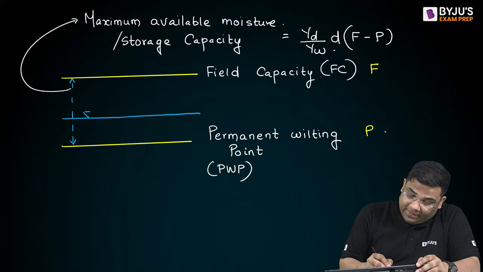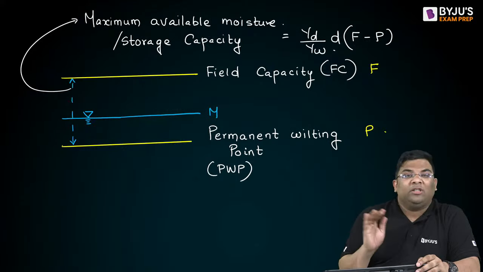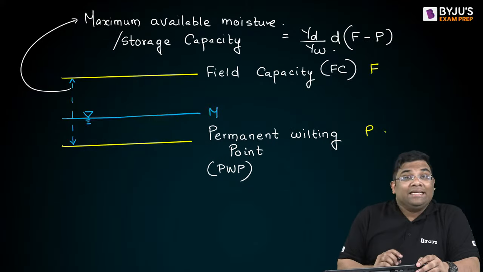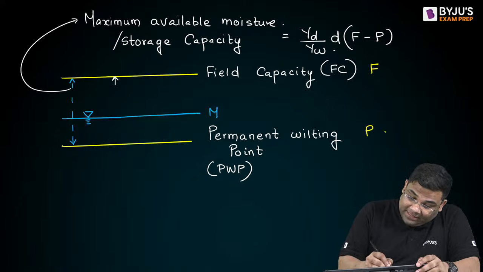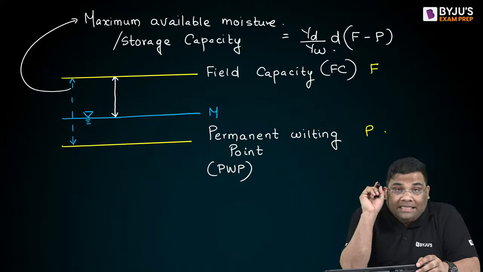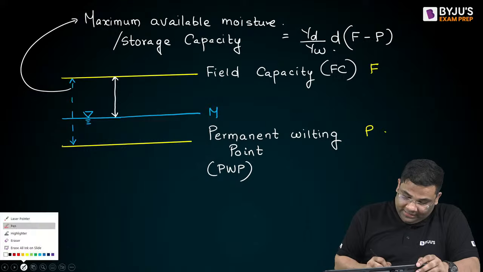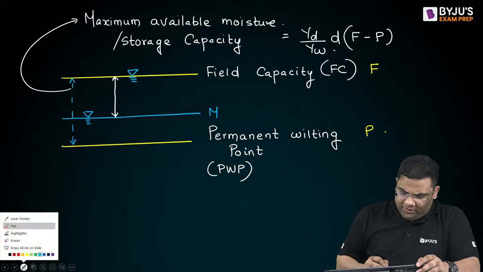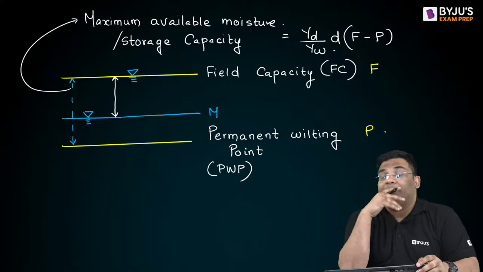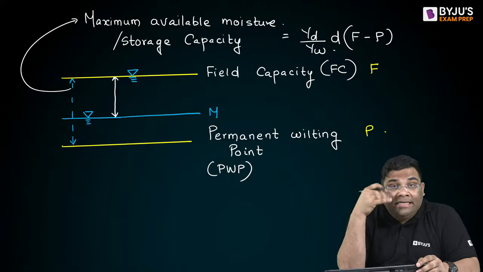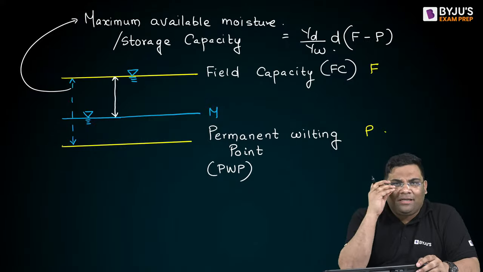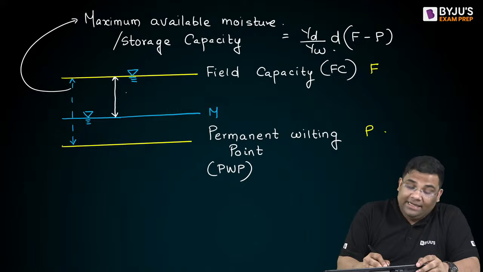Now, suppose the moisture level is somewhere here. This is M, the current moisture level. Then this much irrigation has to be done to increase the moisture level from the current moisture level to the field capacity, because we don't irrigate the soil beyond the field capacity. Why? Because if you irrigate above the field capacity, that will be wastage, that will drain out, right? So this is the irrigation depth.